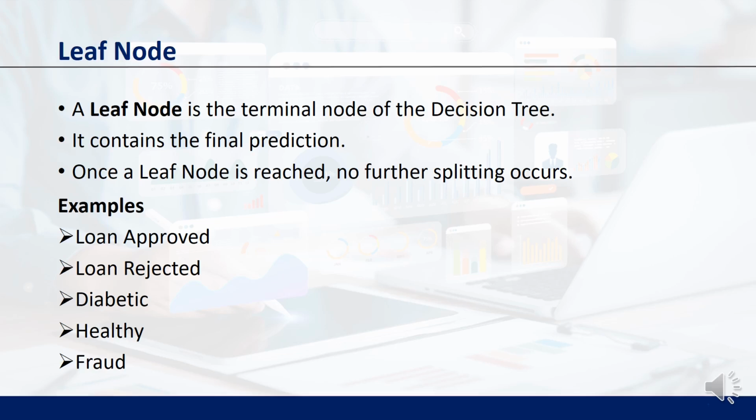Let us consider this example. Simple structure: if a customer satisfies this condition, income is greater than 50,000 and credit score is greater than 700, the tree may reach loan approved. That is the leaf node.